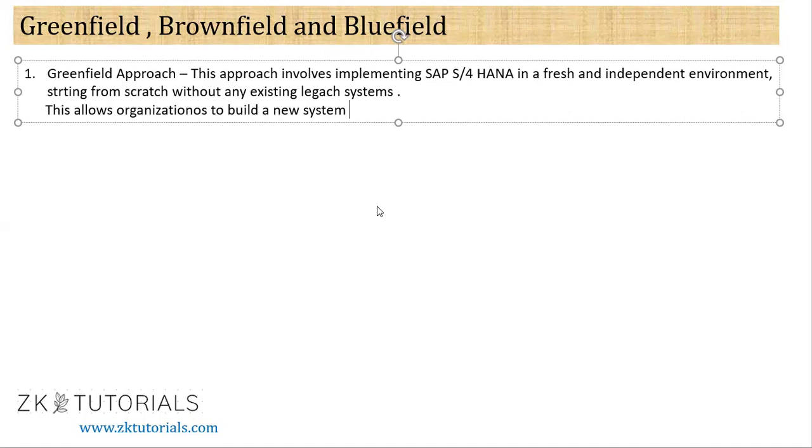So for example, a new SAP system is designed and implemented based on the latest practices and technologies. What are the requirements, new practices, new technologies which came? Based on that only, they will design a new SAP system. There is no migration of data or configuration from existing systems. Okay, so these are some of the characteristics.